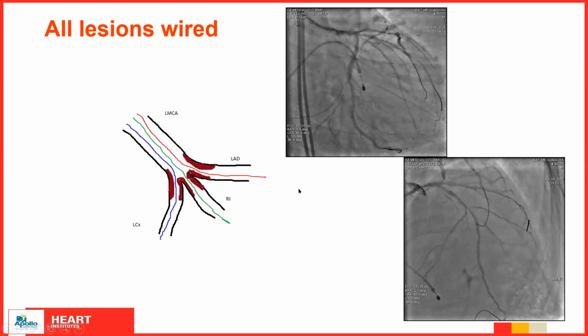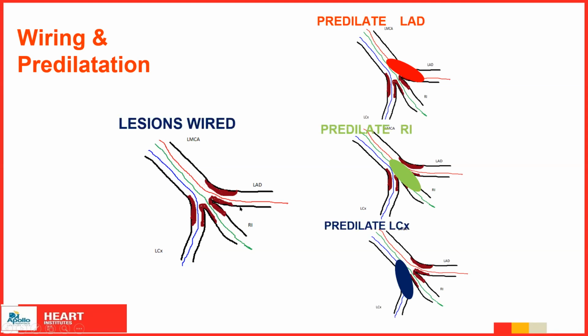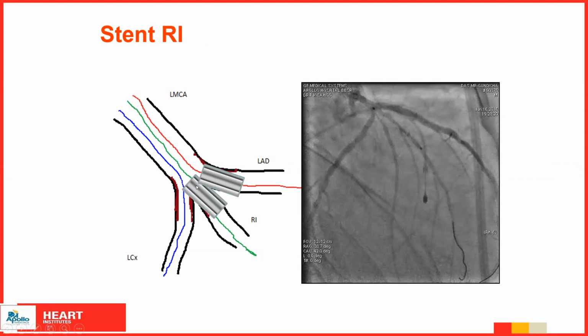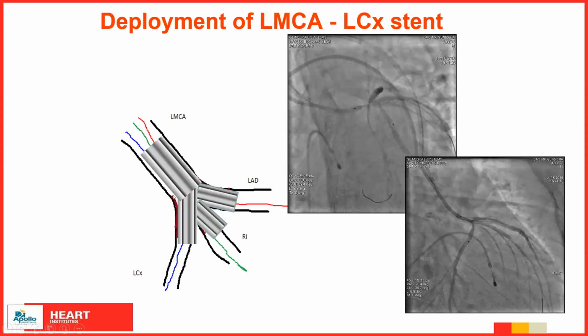All three were wired first, and then serially all three lesions were dilated, and after wiring, pre-dilatation of the LAD, the ramus, and the circumflex was done. Then I treated the circ as the main vessel because that was the largest vessel, and I didn't want to pinch the ramus. In fact, the first LAD stent was put, then the stent to the ramus was put, then a kissing balloon dilatation was done, and then finally a circ stent was put, and then the stent to LMCA was given. And this was the last stent that was given.